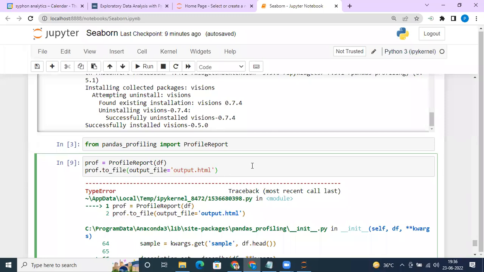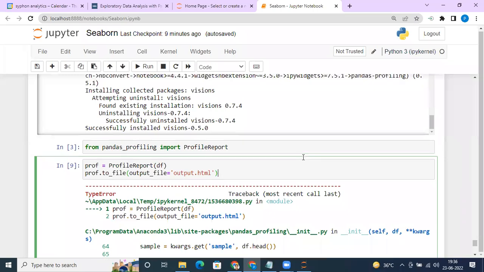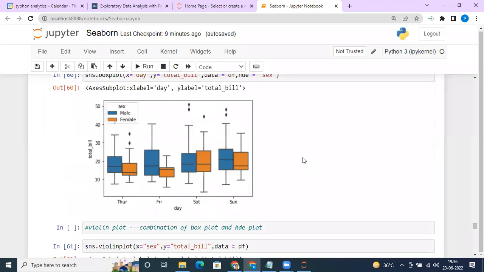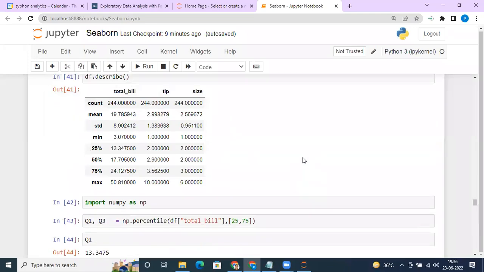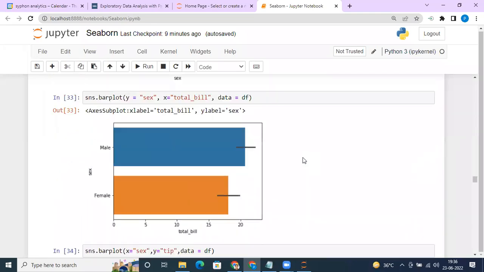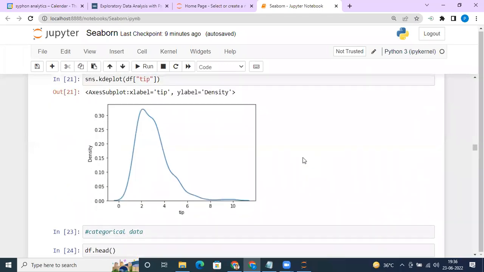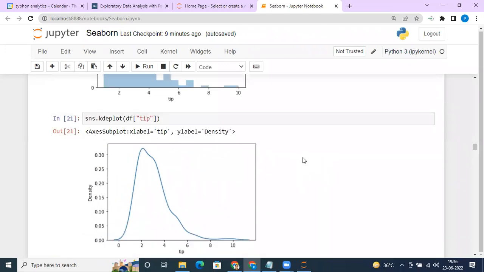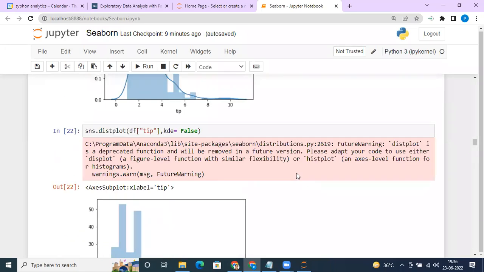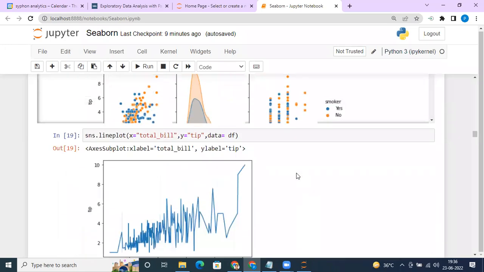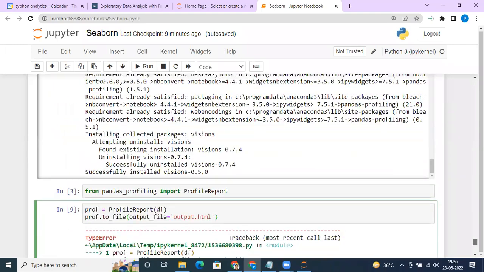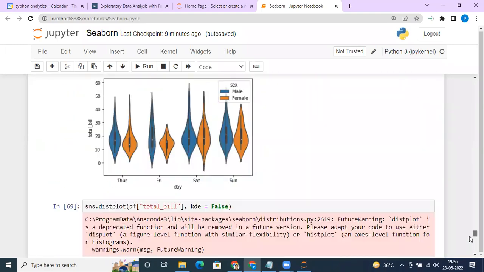Yes, sir. Sir, I'm having a small doubt. Tell me, Hardik. Sir, can we go back to that KDE plot? The one with total bill. We did it at the end of the session, just a few minutes ago. Okay, I think let me do that. No problem.